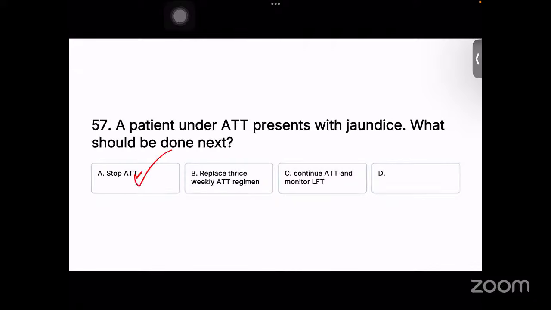Okay, because you have to assess the LFT first. Based on the LFT, you have to stop it and use an alternate non-hepatotoxic regimen. Then, once the LFTs are normalized, you have to reintroduce the therapy. Okay, clear?